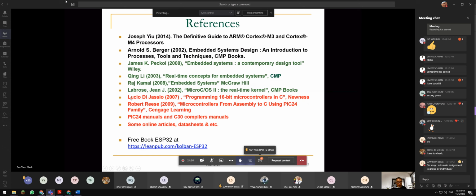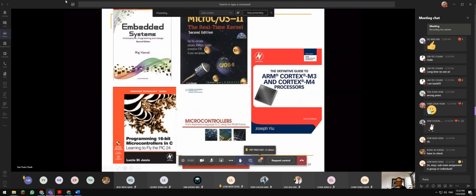Okay, so the red color ones are the books that I recommended. However, if you're good, just rely on online articles. Datasheets will do. Actually, you do not need all these. Datasheets and online articles will do. But if you need examples, step-by-step guidance, then these 2 books are recommended. Okay, let's move on. So here are some of the books that I recommended.